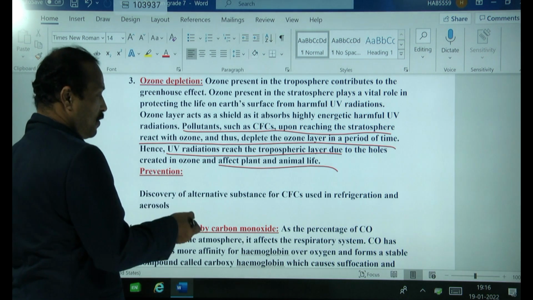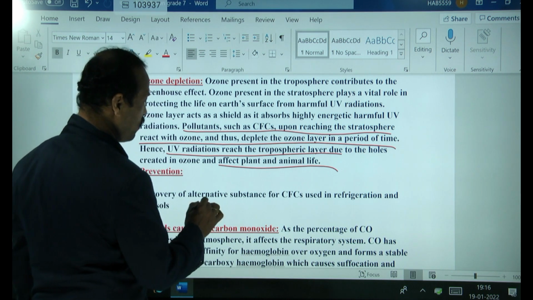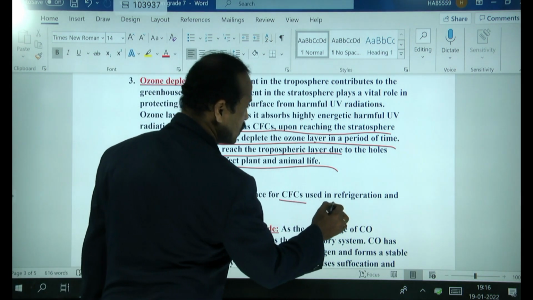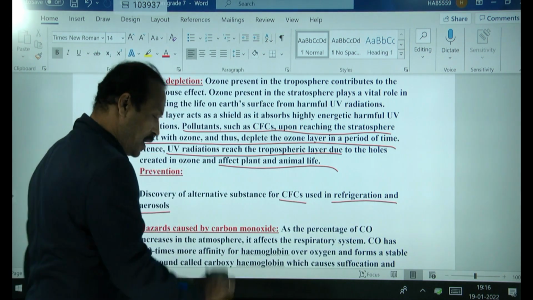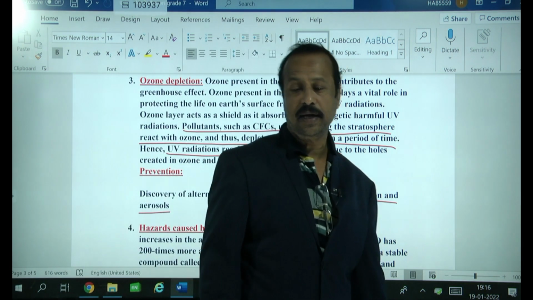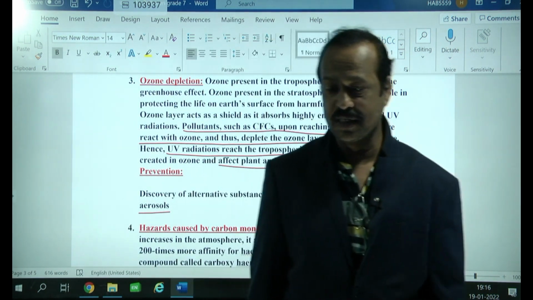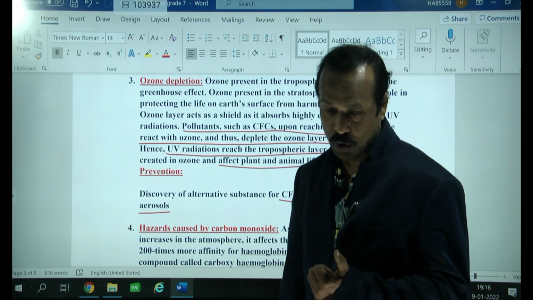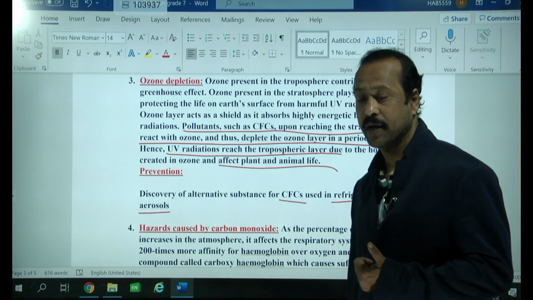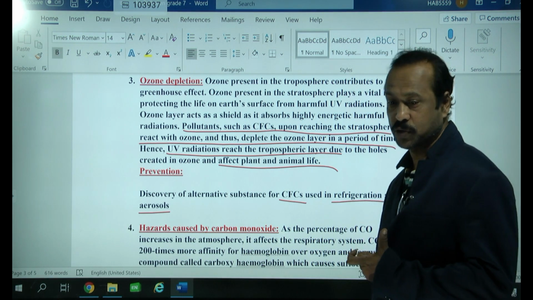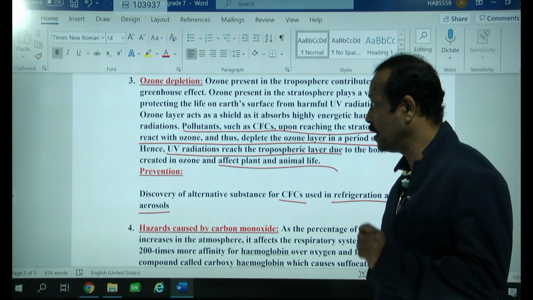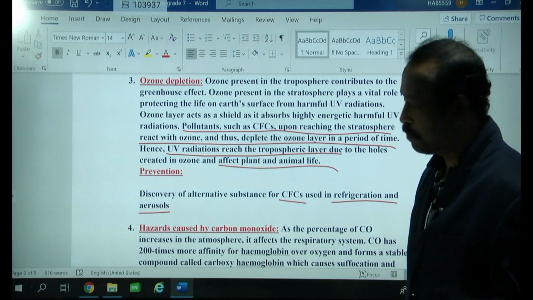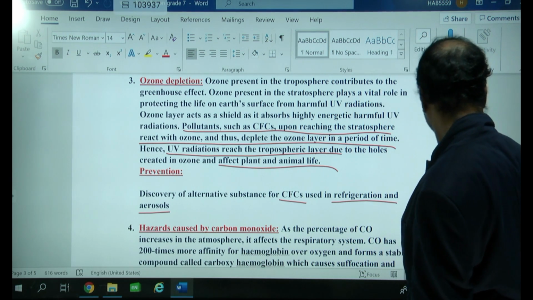And how can we prevent this? Discover alternative substances for CFCs, which are used in refrigerators, air conditioners and aerosols. Instead of using CFCs, you need to find some other alternatives. So that we can reduce the use of CFCs, and the ozone layer depletion can be prevented.